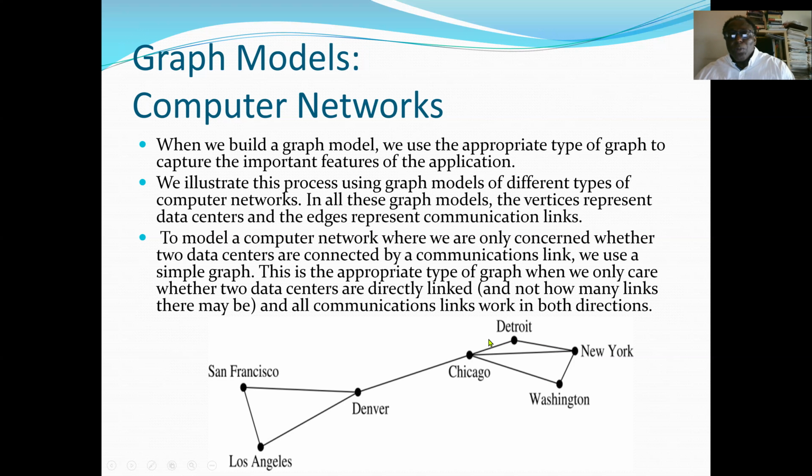When we build a graph model, we use the appropriate type of graph to capture the important features of the application. Here we're going to illustrate this process using graph models of different types of computer networks. In all these graph models, the vertices represent the data centers. So we have a data center in San Francisco, Los Angeles, Denver, etc. Each vertex represents the data center of a city, and the edges represent the communication links, or connecting links.